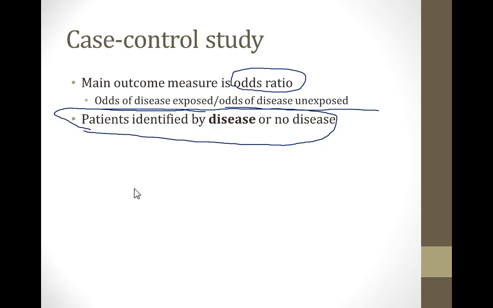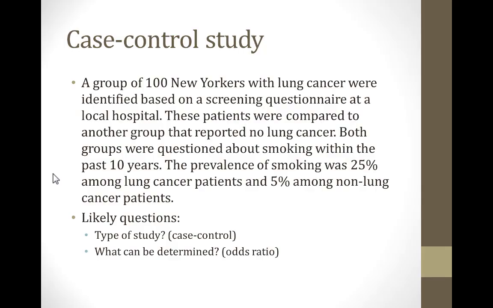And this is how you're going to recognize descriptions of case control studies in a question stem. So let's go through some examples so you can learn to recognize them. A group of 100 New Yorkers with lung cancer were identified based on a screening questionnaire at a local hospital. These patients were compared to another group that reported no lung cancer. Both groups were questioned about smoking status within the past 10 years. The prevalence of smoking was 25% among lung cancer patients and 5% among non-lung cancer patients.